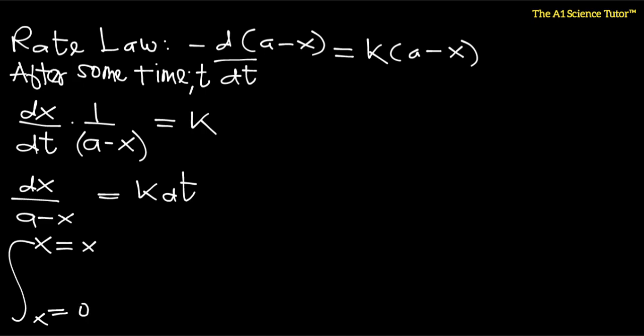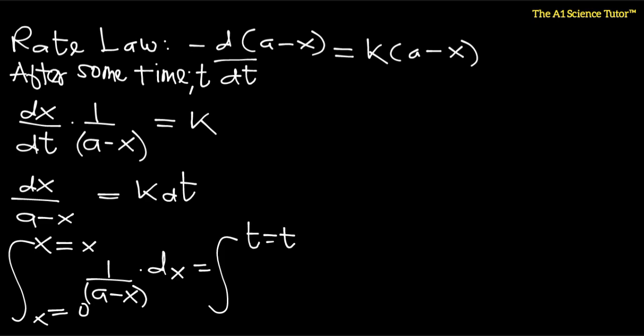So this will be, I could just write it as 1 divided by a minus x, so this is multiplied by dx. And on this side, I have the integral from t equal to t, and t is equal to 0. So we're going to have a k dt here. Now, k can come out as far as it is a constant.